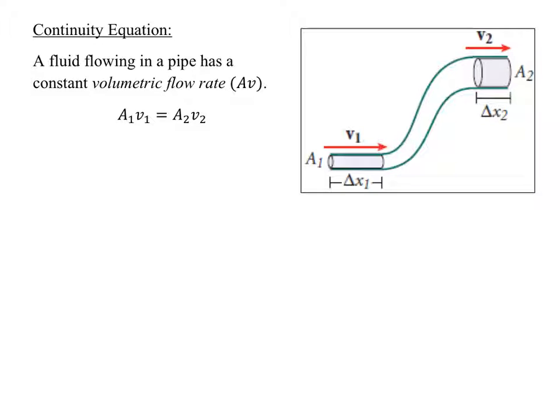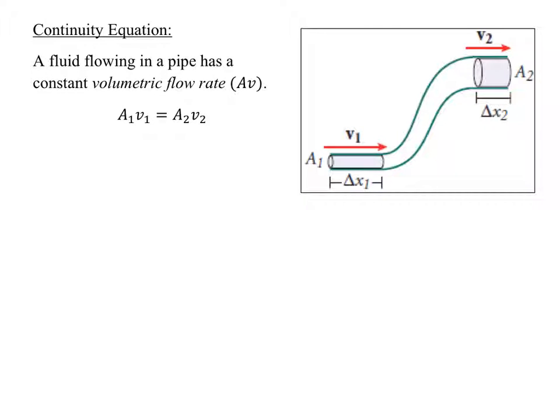So this flow, in this case, just so you can see, is demonstrating flow from the left to the right, but it doesn't have to be in that direction. It could be from the right to the left. But the idea is that if you change cross-sectional area, the velocity itself changes. And look at the equation.